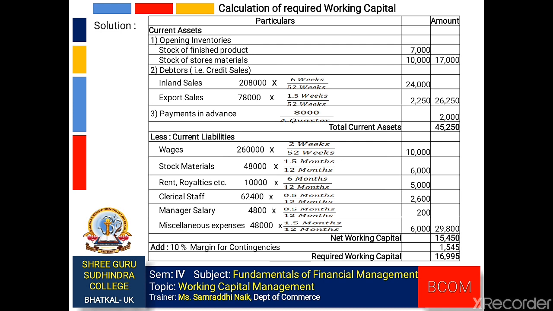To calculate required working capital, we must add some percentage of contingencies to the net working capital. The illustration shows 10% contingency. So the amount should be 15,450 into 10%, 1,545. Then the required working capital should be 16,995.